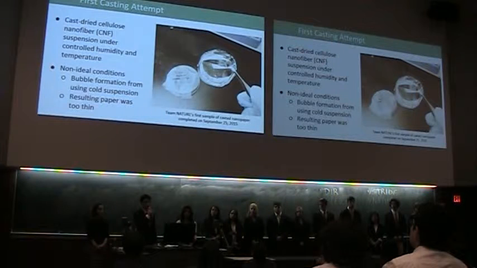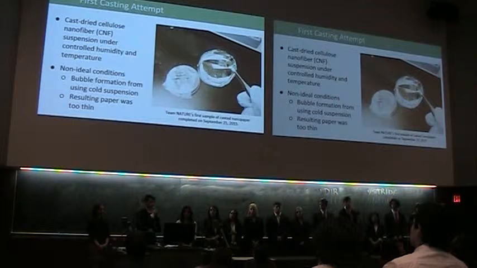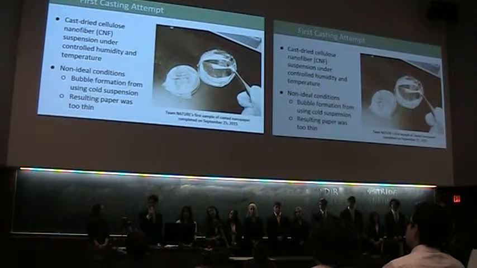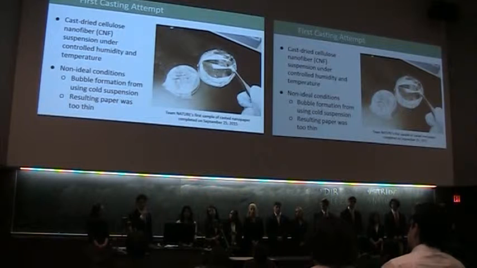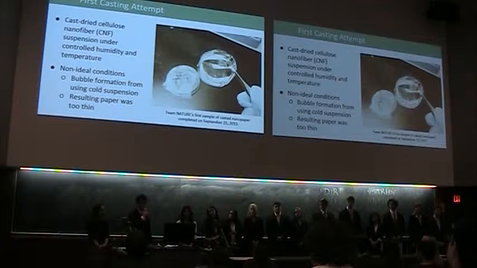And using the suspension, this semester actually, we ran our first attempt, our casting attempt to actually create cellulose nanopaper. And to do this, we poured a certain amount of the suspension into a petri dish, which we selected as our smooth container, evaporated all the water under controlled humidity and temperature conditions, and peeled off the resulting product, which you see in the photo that we're holding with the tweezers.